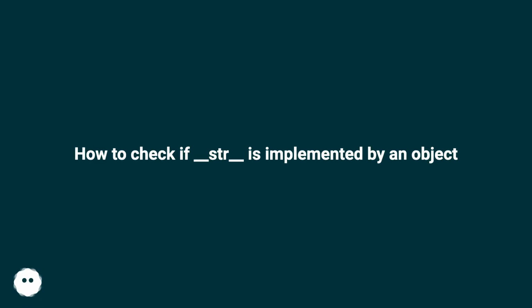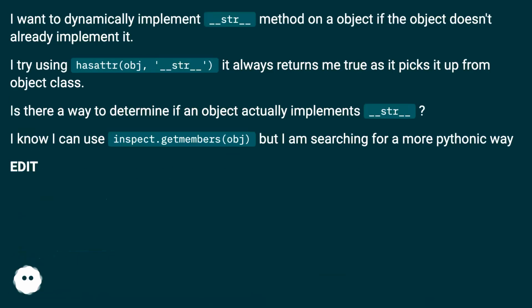How to check if __str__ is implemented by an object. I want to dynamically implement the __str__ method on an object if the object doesn't already implement it.